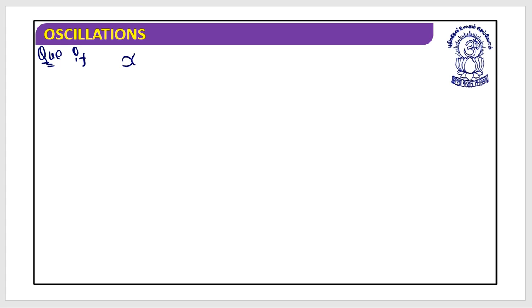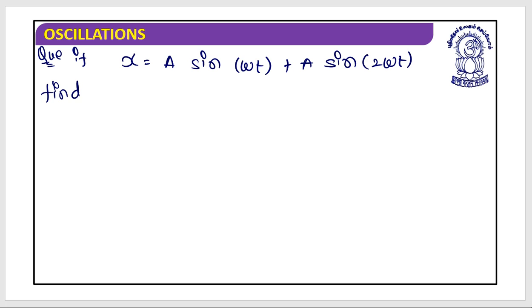If x equals a sin omega t plus a sin 2 omega t, find the time period of the above given function.